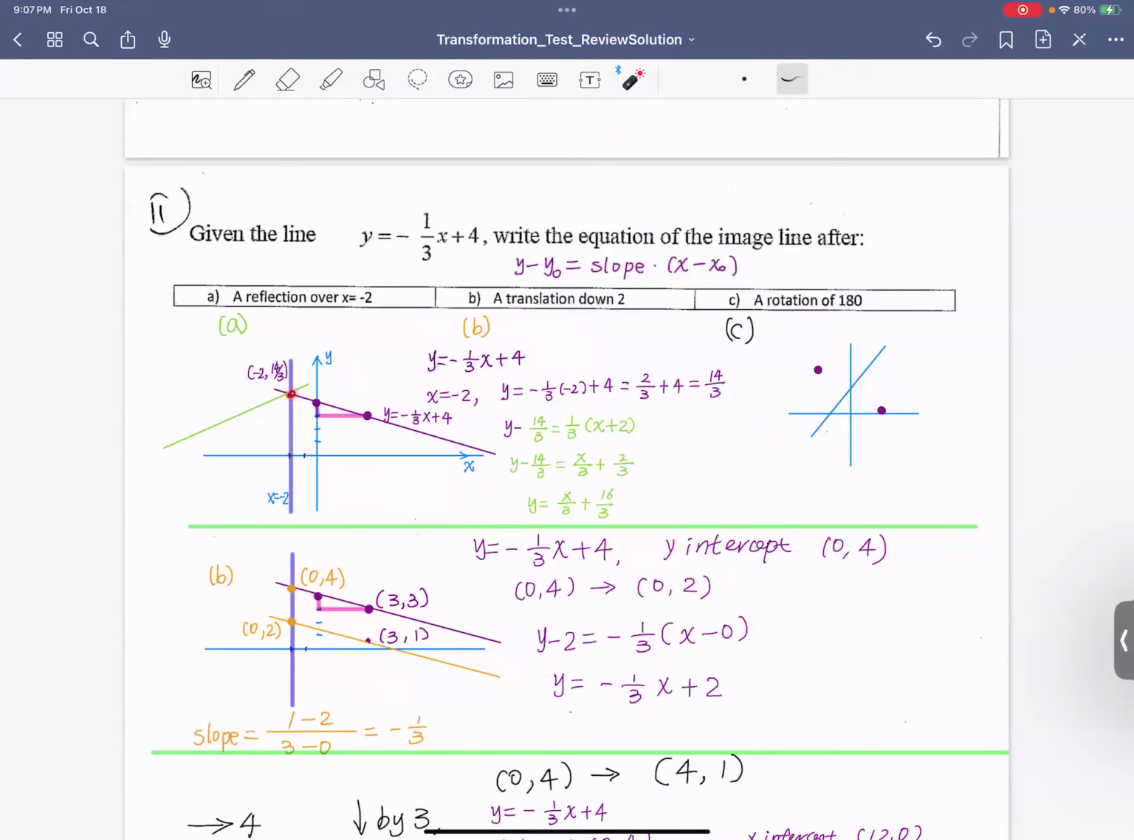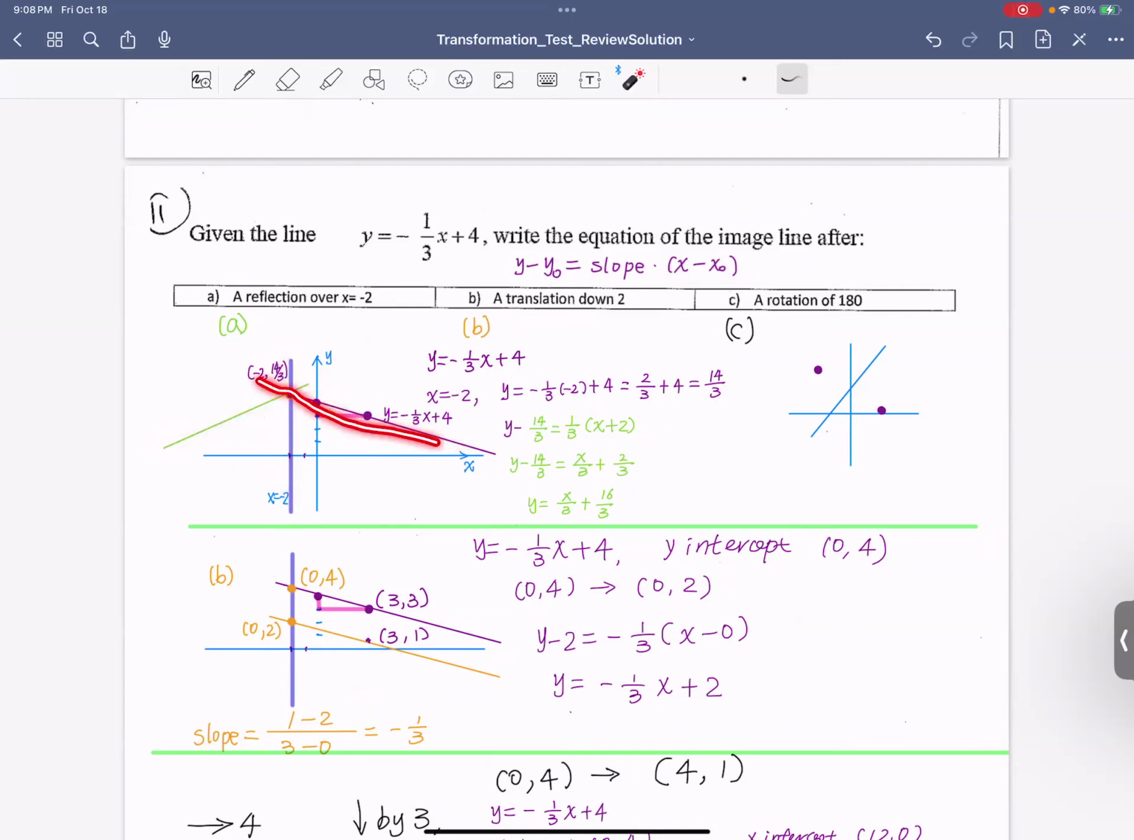Anisha, go ahead, unmute yourself. Let's talk about how we solve this. This y equals negative 1/3 x plus 4 is on the right, okay? And they ask you this line reflected over x equals -2. X equals -2 is what kind of line? A vertical line. They want you to reflect this over the vertical line. So you reflect it, it comes to the left. Yes?